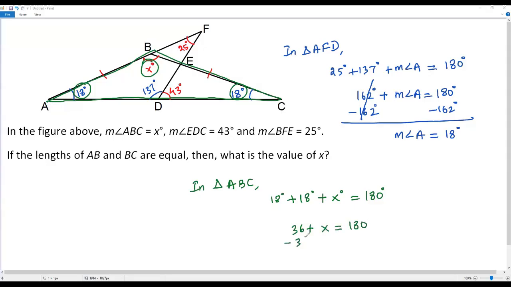Now we can subtract 36 from both sides to solve for x. The positive 36 and negative 36 cancel out, and I get x on the left side. On the right side, combining positive 180 and negative 36, I get 144. Okay, I got the value of x. The value of x is 144.